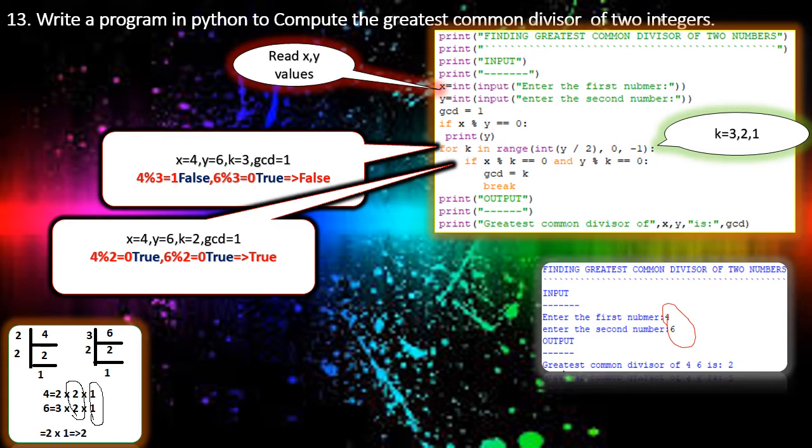So next it will go to the inner if statement, GCD equal to k. Now the k value is what? 2. So the GCD value is 2 and it breaks. So it just comes out from the loop, it won't go back into the loop. Next it prints the common divisor of 4 and 6 is 2.